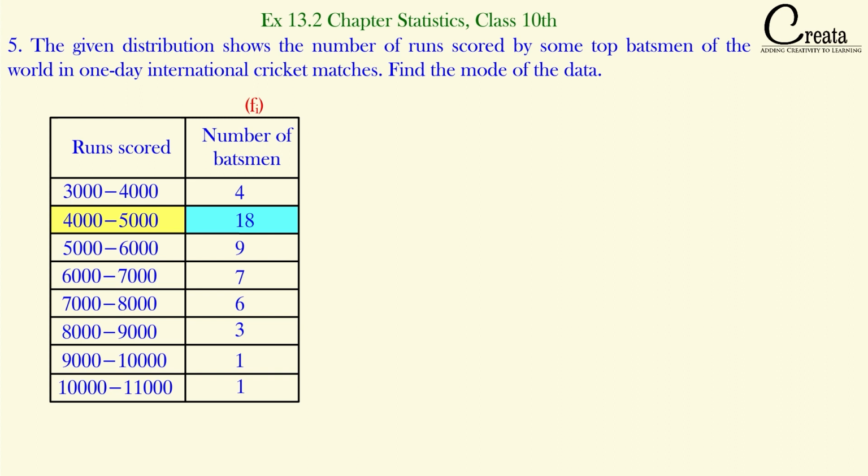This is the first step and this is the formula of mode. Let's identify F0, F1 and F2. F1 is the frequency corresponding to modal class or the maximum frequency. So F1 is 18 and F0 is the frequency before the modal class frequency. So 4 is F0 and F2 is the frequency after the modal class frequency. So 9 is F2. We got F0, F1 and F2.